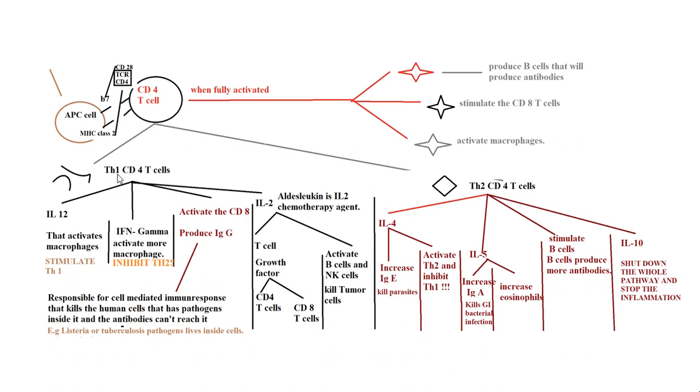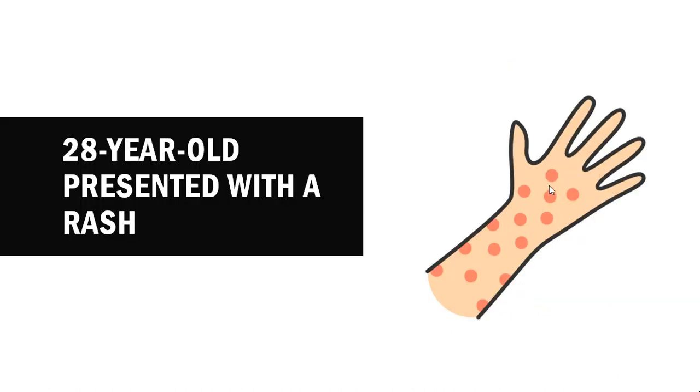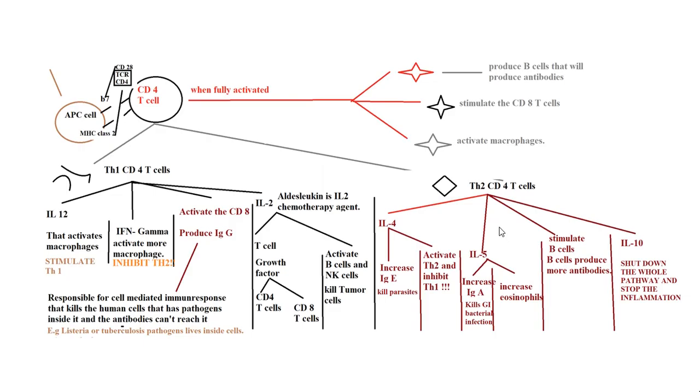It's also going to activate more Th2 CD4 T cells and inhibit the Th1 pathway, or the Th1 CD4 T cells. And then you have interleukin 5, which is well known to produce IgA, a very important antibody to kill gastrointestinal bacterial infections. It also increases the expression of eosinophils, which is very connected to allergy. That's why you see this kind of allergic reaction in the skin, because of interleukin 5.